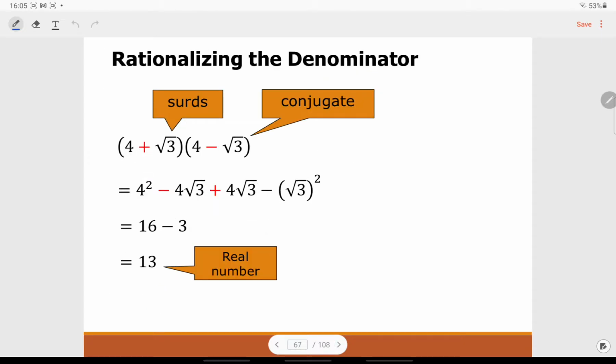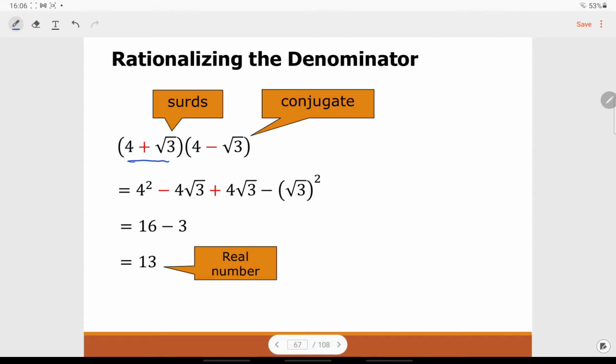Alright, so now the task is rationalizing the denominator. How do we rationalize a surd? Suppose we are given this kind of expression: 4 plus surd 3. To rationalize this expression, we just need to multiply by the conjugate.